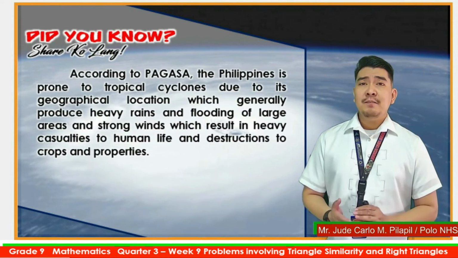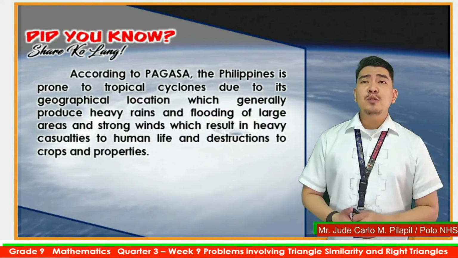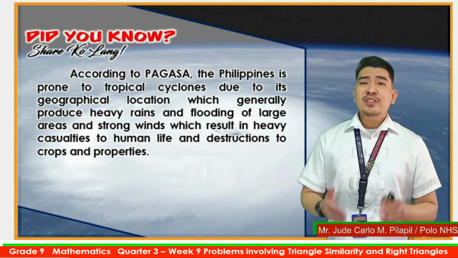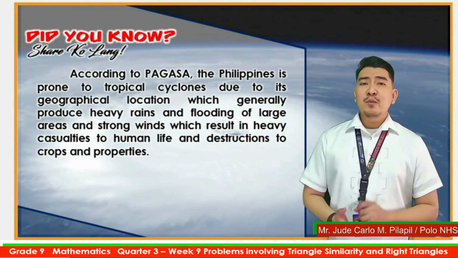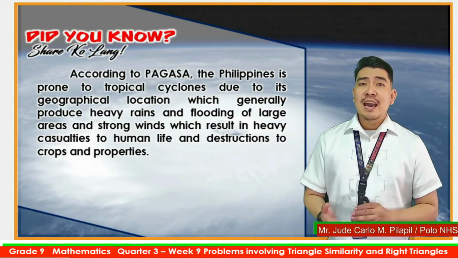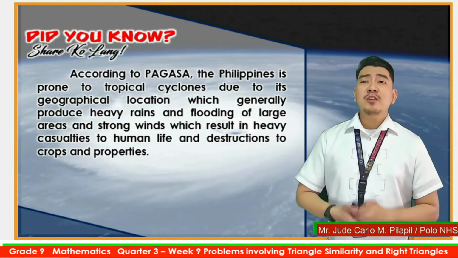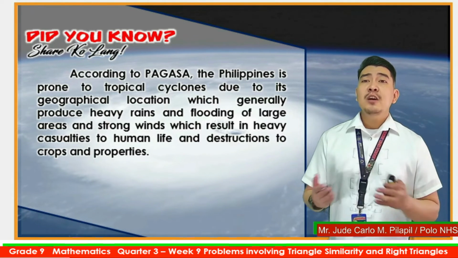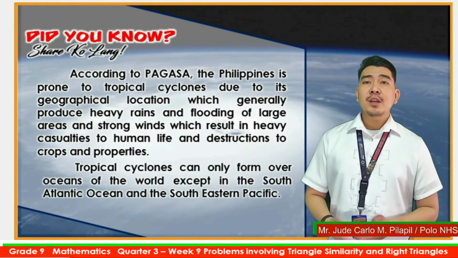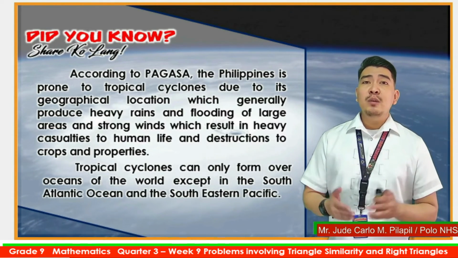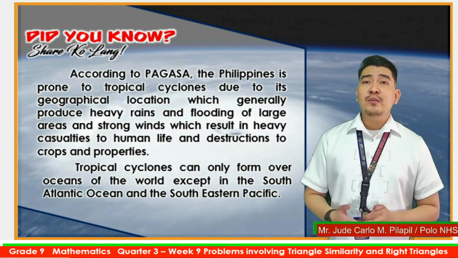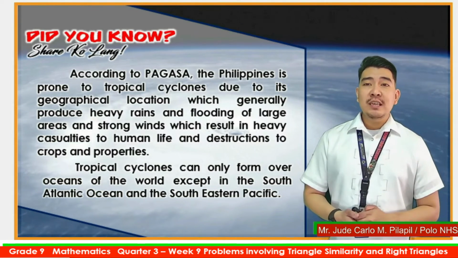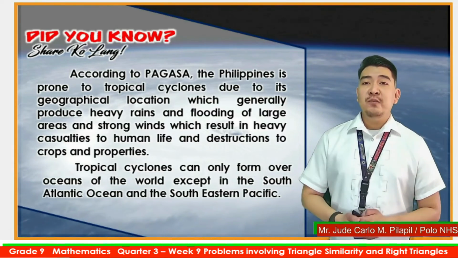According to PAGASA, the Philippines is prone to tropical cyclones due to its geographical location, which generally produce heavy rains and flooding of large areas, and strong winds, which result in heavy casualties to human life, and destruction to crops and properties. Tropical cyclones can only form over oceans of the world except in the South Atlantic Ocean and the Southeastern Pacific.